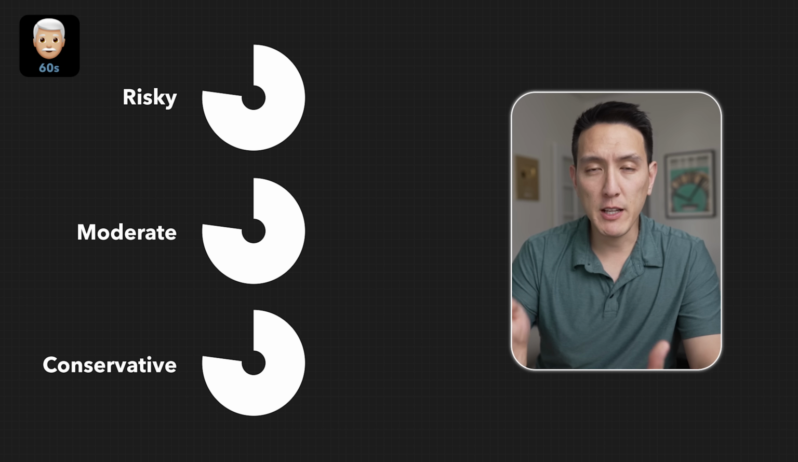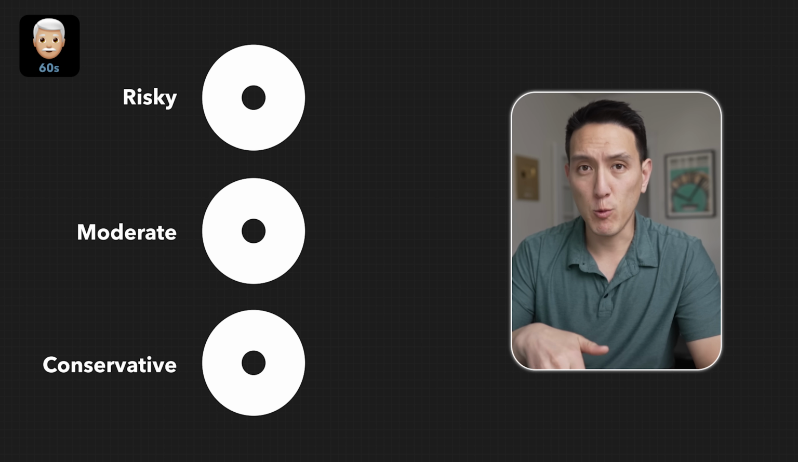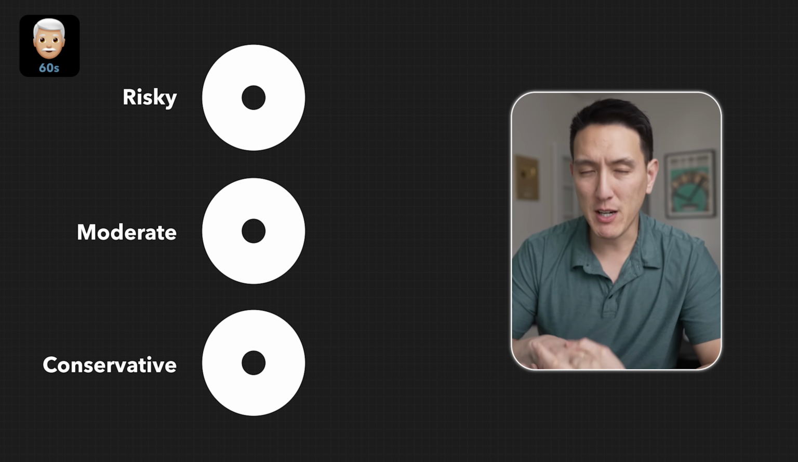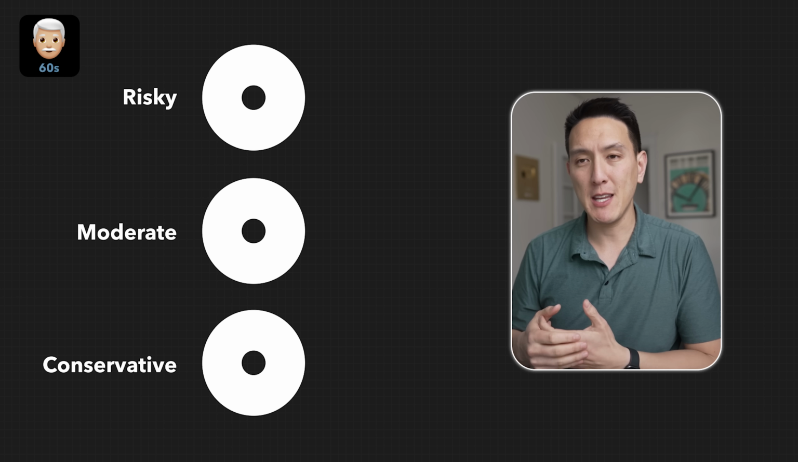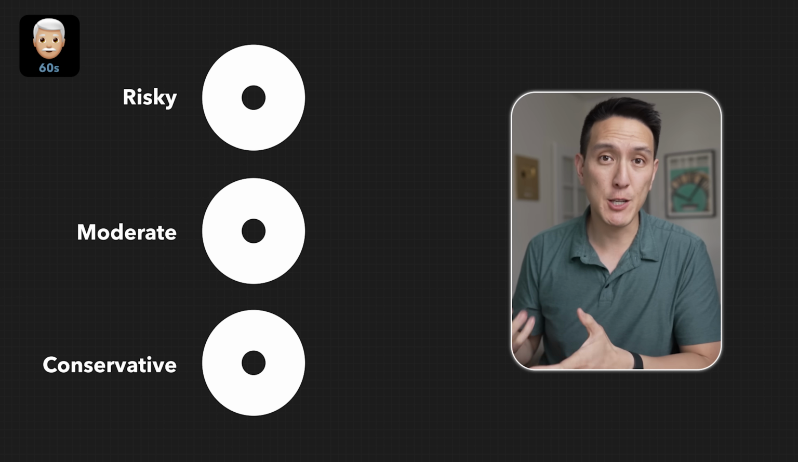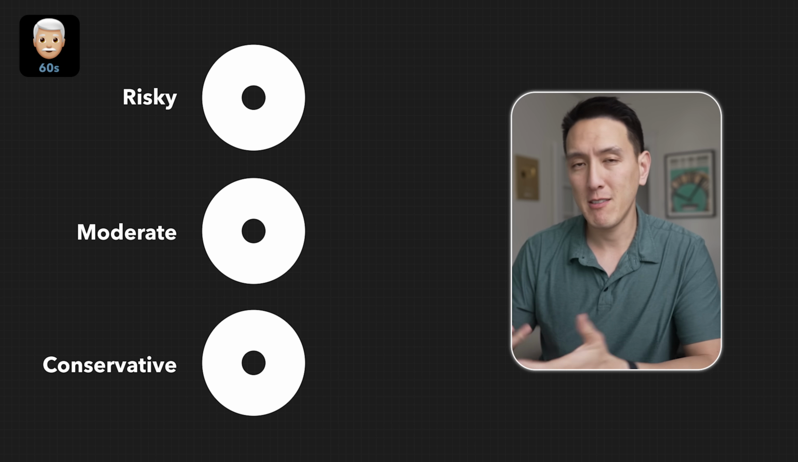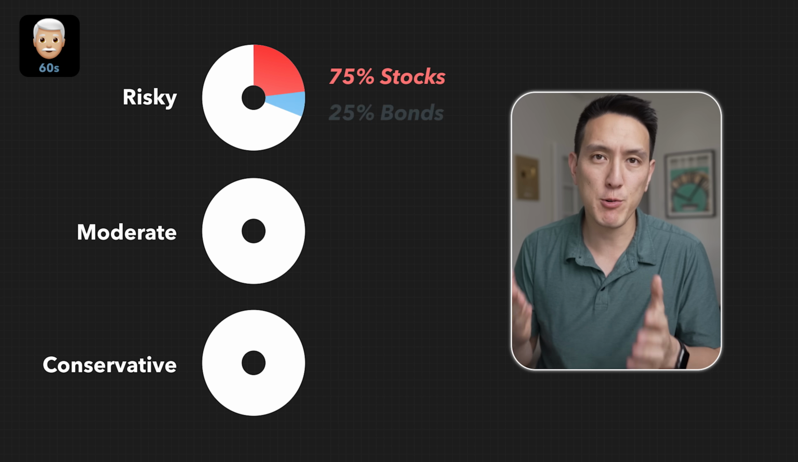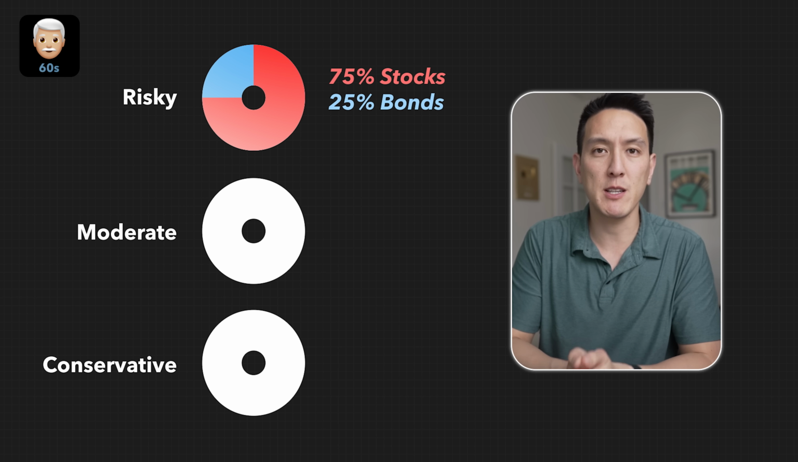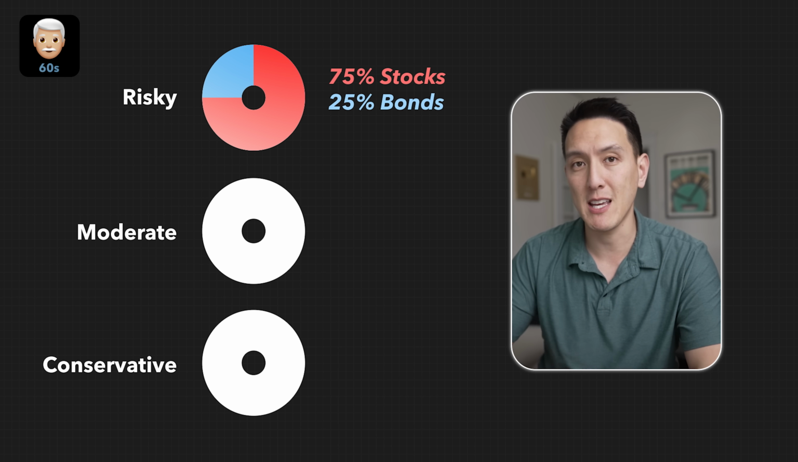In the risky profile in your 60s, I would first question, why are you still risky in your 60s? But if you happen to be risky because you might need to catch up, or perhaps you don't even need your retirement funds to have a good retirement, aka you're already really rich, then I would kind of understand. But the risky profile person would have 75% in stocks and 25% in bonds at this age.